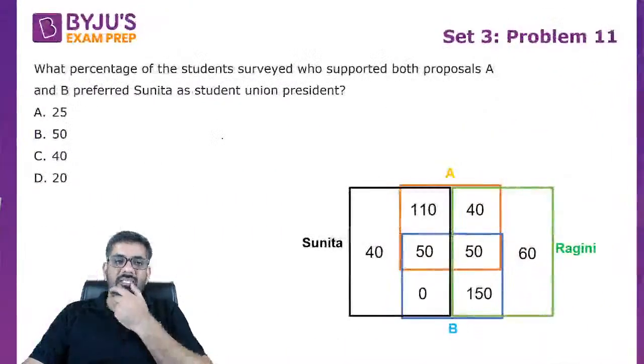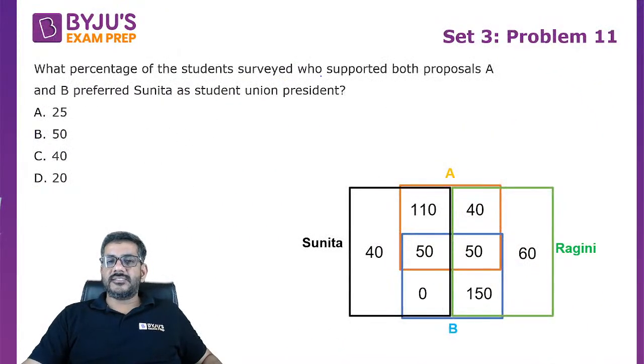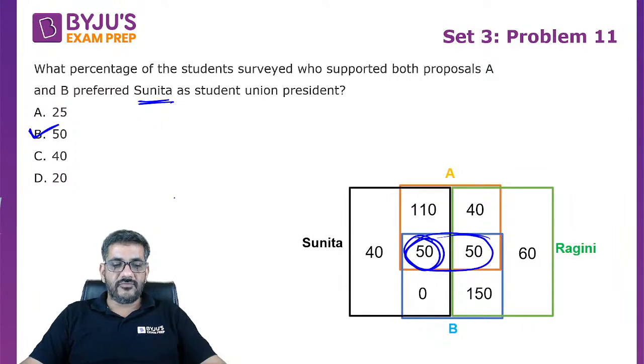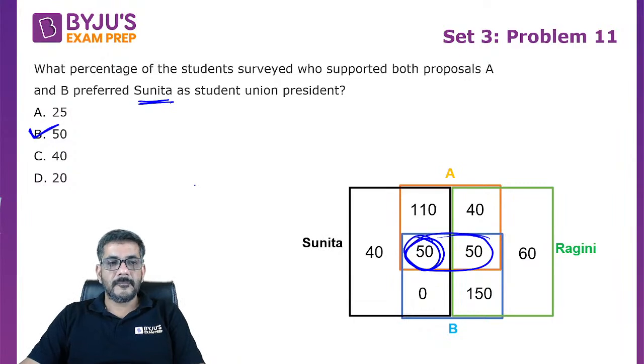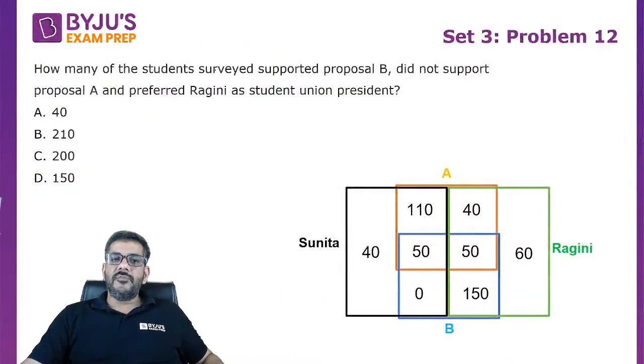Then comes question number 3. What percentage of the students surveyed who supported both proposals A and B, that means these people, 100 people, how many of them preferred Sunita as union president? How many prefer Sunita? 50. So the answer is 50%. Half of them. Out of 100, 50 prefer Sunita. That is 50%. And last, how many of the students surveyed supported proposal B?